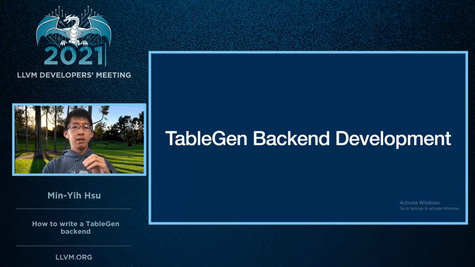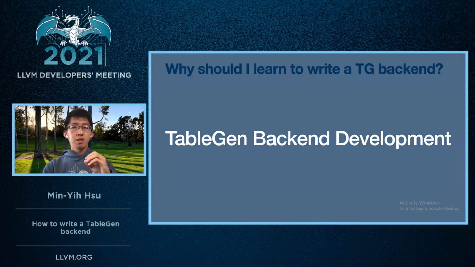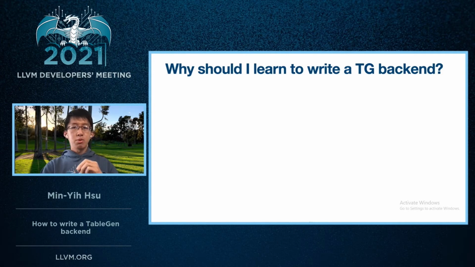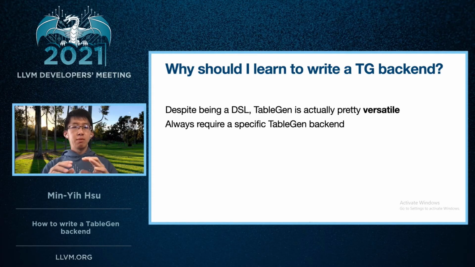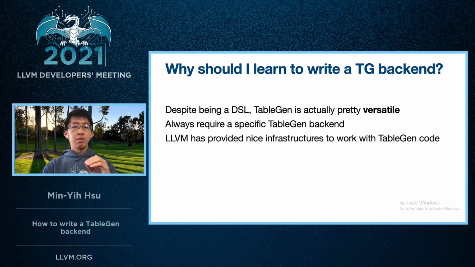So let's look at the topic we're going to introduce today, TableGen backend development. First, why should I learn to write a TableGen backend? TableGen, despite being a DSL, a domain-specific language, is actually really versatile. It can basically do anything, and it's pretty generic. But to do these tasks, it always requires a specific TableGen backend. Fortunately, LLVM has provided nice infrastructure to work with TableGen code, so you don't need to parse the TableGen code yourself if you're writing a TableGen backend.